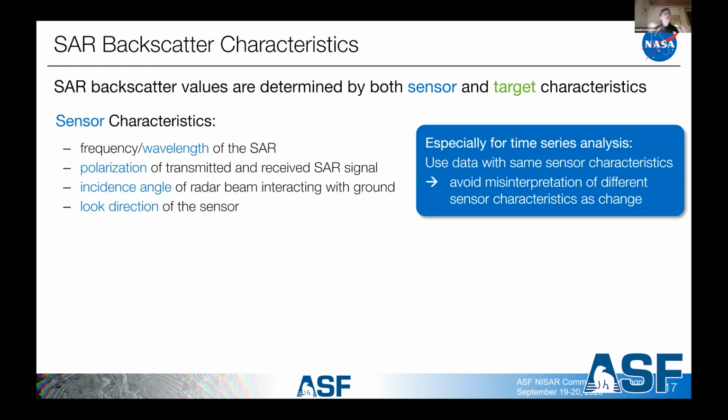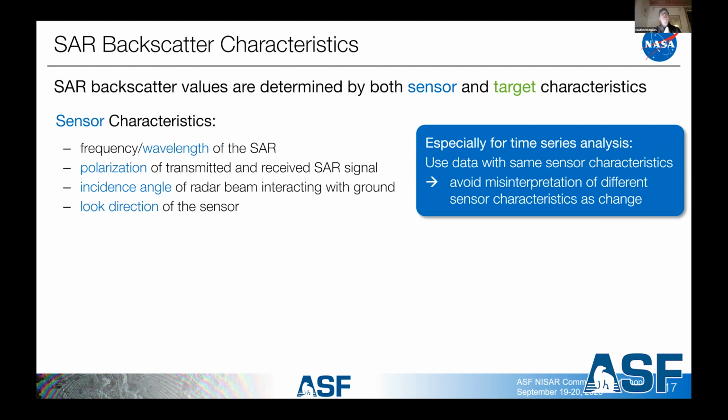Backscatter characteristics and values are determined both by the sensor and the target characteristics. Now, for the sensor characteristics, there are a lot of different configurations that can be used for SAR sensors. And it's important to be aware of what configuration was used to collect the data that you're looking at, especially if you're comparing one data set to another.